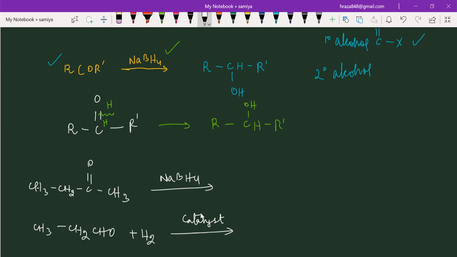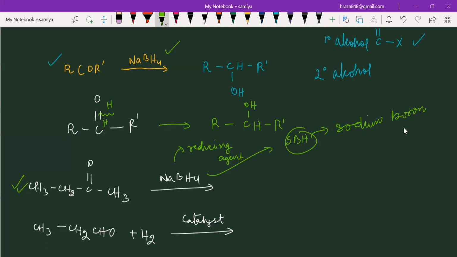Are you done with this? No, sir, I can't solve it. Actually, it's very simple. You can see this is a ketone and this is NaBH4, which is a reducing agent. So it will reduce. This is sodium borohydride, sometimes known as SBH. What you need to do is just reduce to alcohols.